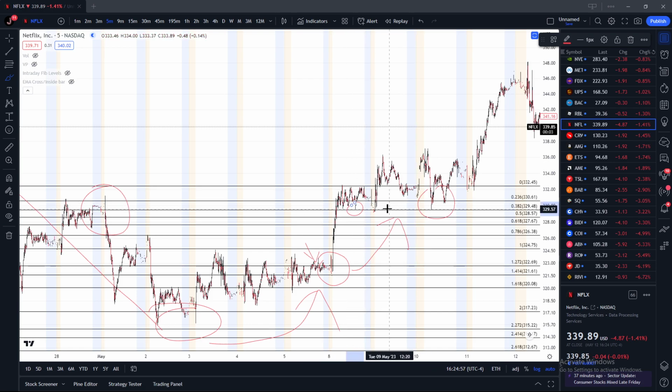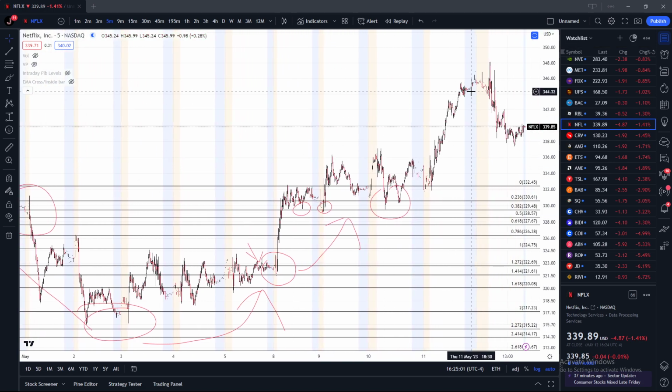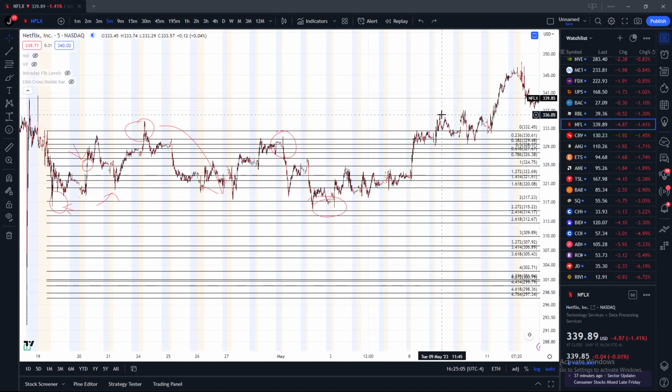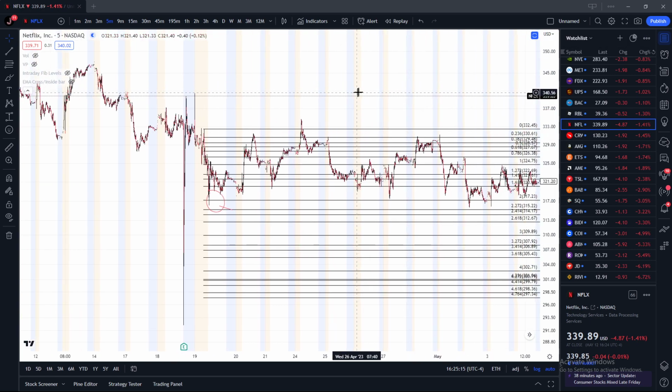Notice how 382 held, 382 held, 382 held, and then we surged. So playing that reversal, it's really, really easy again with the system. This is why I told you guys 2 months ago that Netflix was the perfect example to start learning on. And we should have all been prepared for this trade if you did the homework, right?